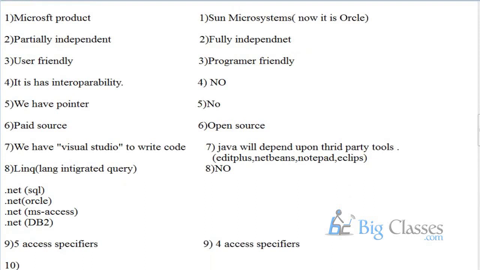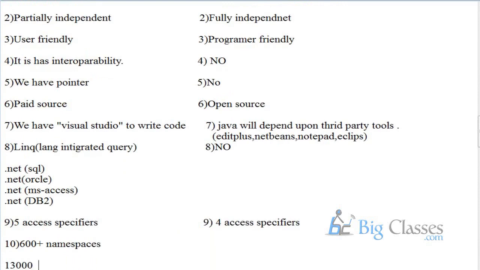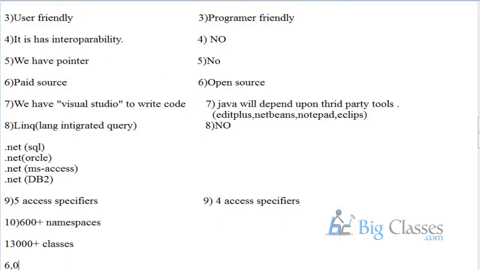Another one is in .NET, like if you want to work with threads, we have predefined namespaces. In .NET we have around 600 plus namespaces, predefined libraries, and 13,000 plus classes predefined. I'm not saying user defined, I'm saying predefined. When you install the software, you will get all this, and 6 lakh plus functions, which are all inbuilt. So this is the 10th important point. And in Java, we have fewer libraries.